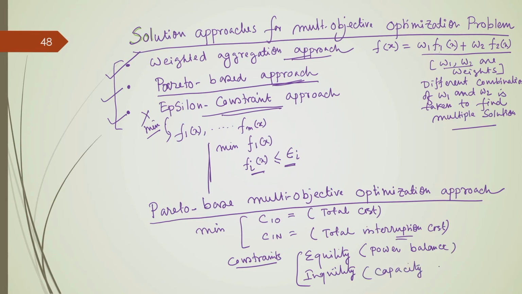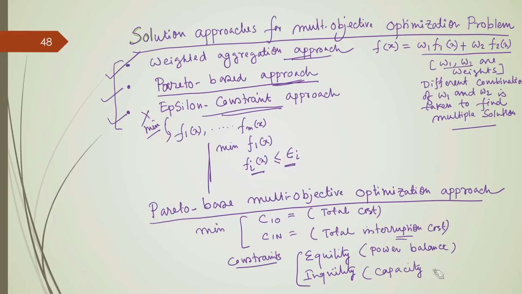Capacity constraints for individual substations, individual feeders, the individual ampacity constraint of each feeder branch, and also the voltage limit constraint. So, capacity constraint and voltage limit constraint. These are the constraints we have in this problem. So, here our goal is very clear: we need to simultaneously optimize these two objectives under these various equality and inequality constraints.